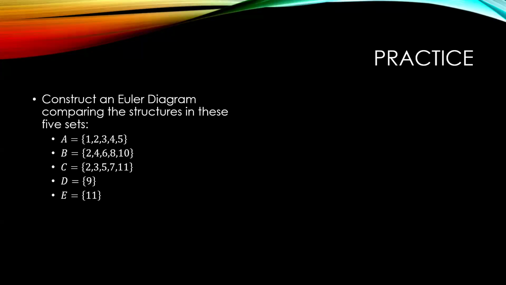Here's a practice. Construct an Euler diagram comparing the structures in these 5 sets: 1, 2, 3, 4, 5; 2, 4, 6, 8, 10; 2, 3, 5, 7, 11; 9; and 11. If you'd like, give it a shot. See if you can create an Euler diagram that shows all 5 of these sets and how they interact with one another. And here is the answer.